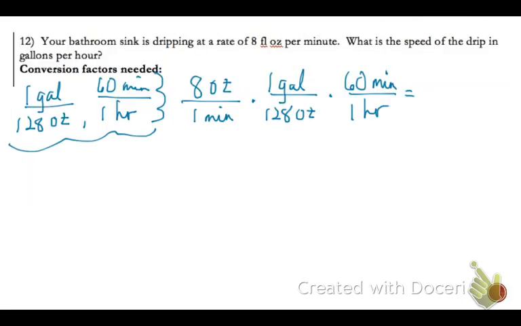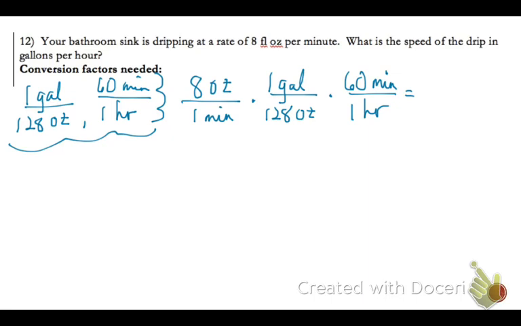Now let's look at number 12. Your bathroom sink is dripping at a rate of 8 fluid ounces per minute. What is the speed of the drip in gallons per hour? So the two conversion factors that you need to convert ounces to gallons. So I've given you that. For each 1 gallon, it's 128 ounces. And then we need to convert minutes to hours. So for 60 minutes, we've got 1 hour. So those are our two conversion factors.